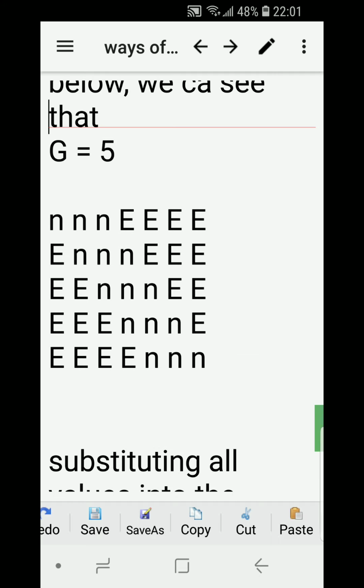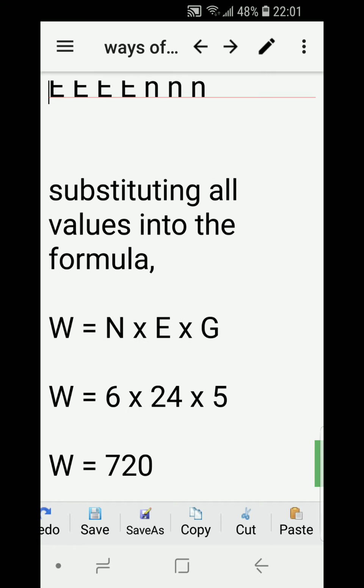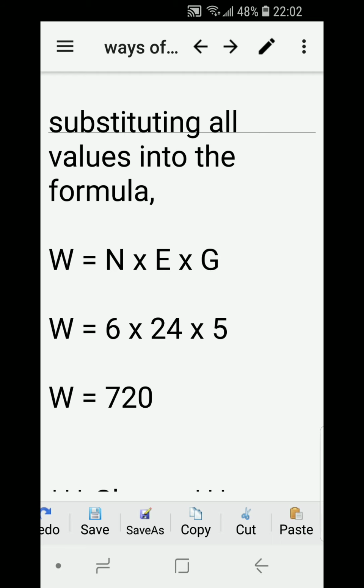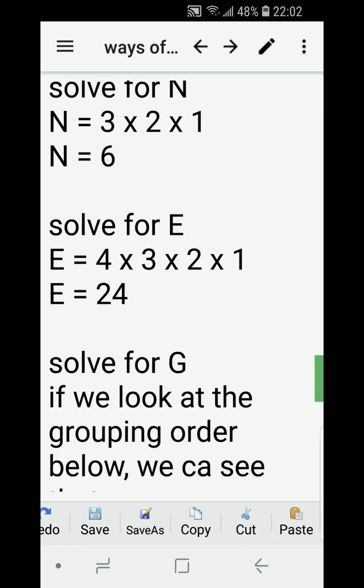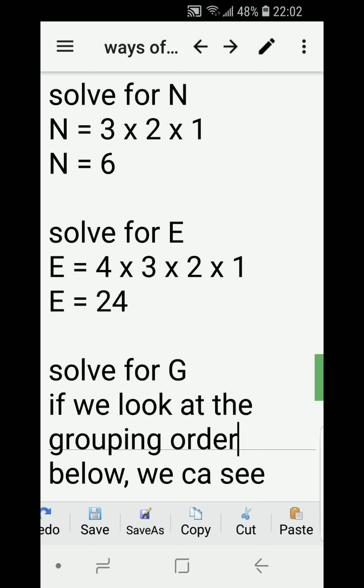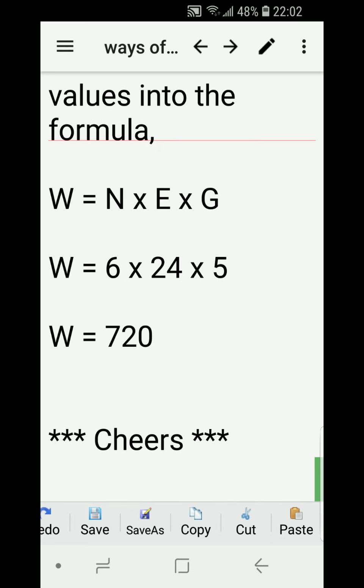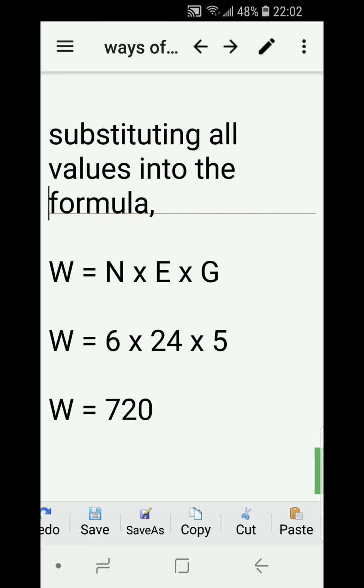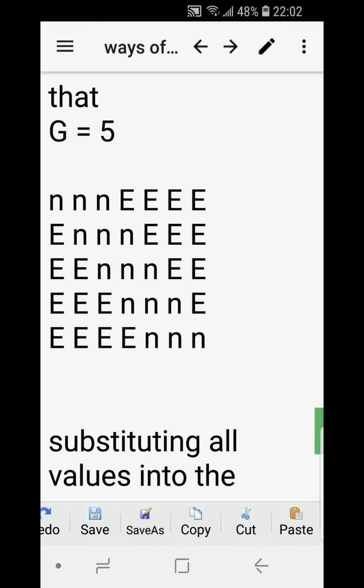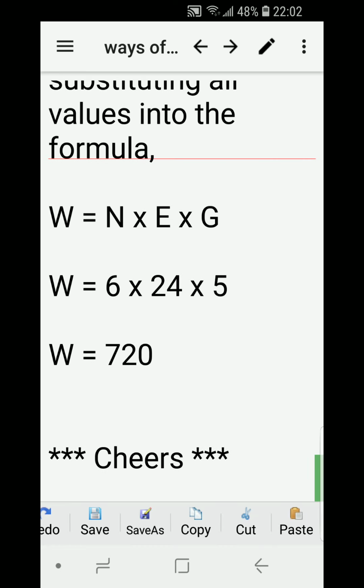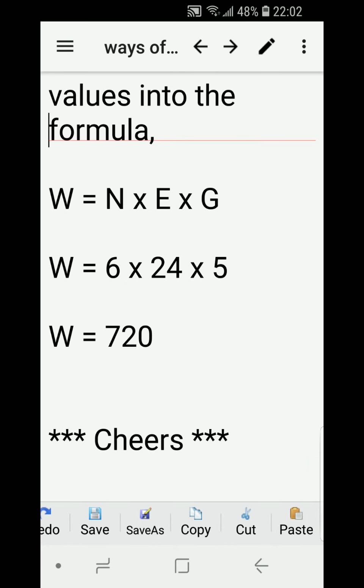So then we substitute all the values into the formula. We've got 6, that's our N, 6. E was 24. So 6 times 24 times our G, which was 5. So multiply all of them, we've got 720.